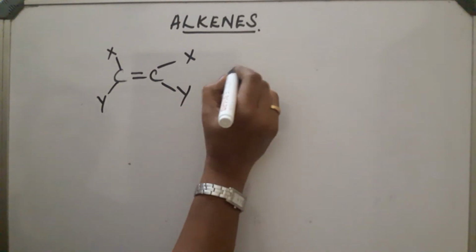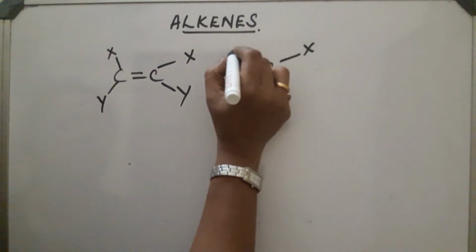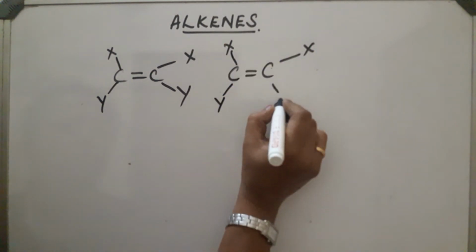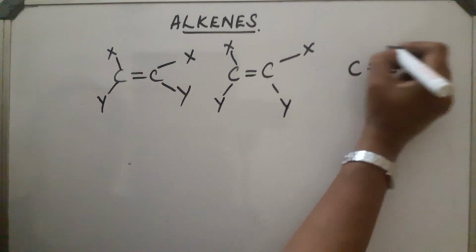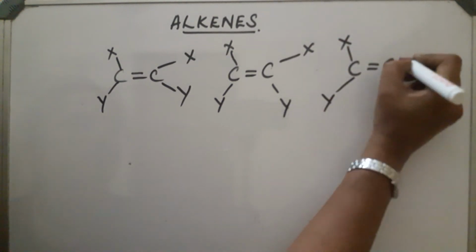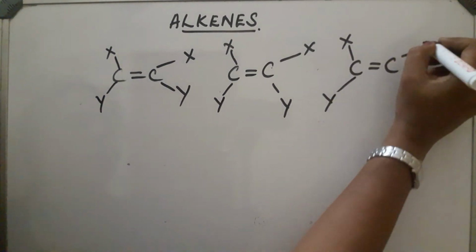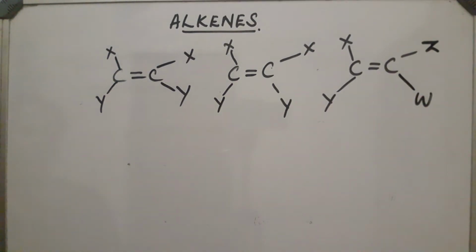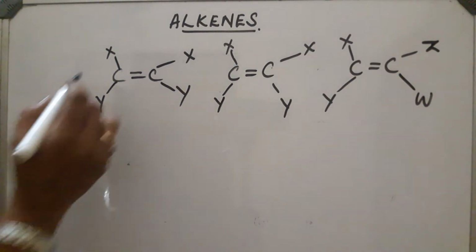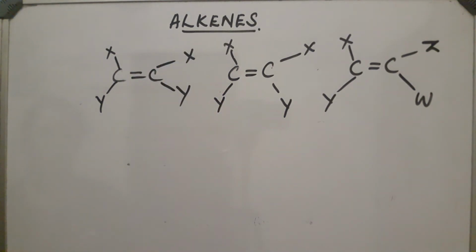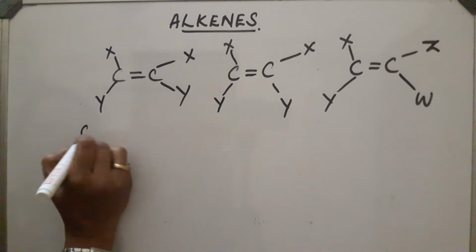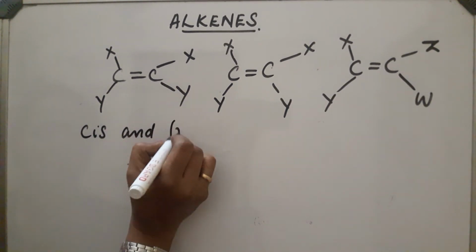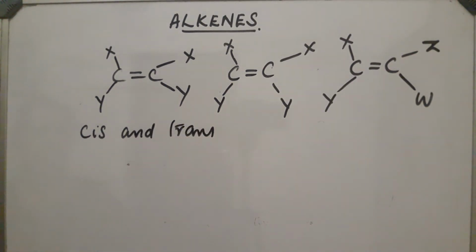We can draw three types of such isomers. The third type is where all the substituents attached are different, X, Y, Z, W. In the other types, the same substituent is on two sides. We already discussed these kinds of isomers. Geometrical isomers possible are two types, cis and trans isomers. Please refer to that so you can understand what cis and trans isomers mean.